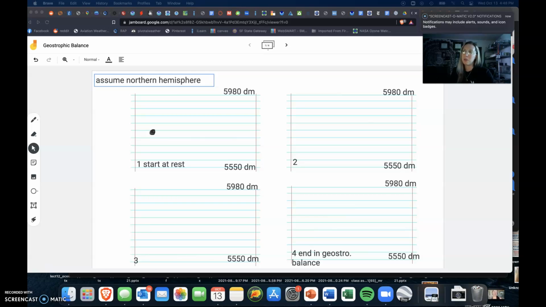So I ask you what it means to be in geostrophic balance, and then I ask you to sketch a scenario where there's a parcel of air in the middle of the troposphere. So I say that we're not at the surface, basically, that is initially at rest, and then I want you to show the process of the parcel going into geostrophic balance, and I want it to be in 4 panels.